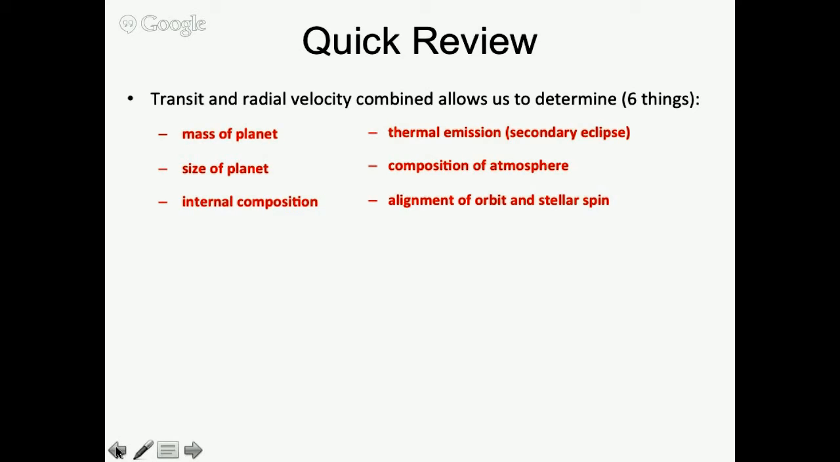But in fact, in other star systems, it turns out that's not the case. And in particular, in systems where you have these really hot Jupiters, they're not always aligned exactly the same way. So that suggests that there's something more dynamic going on there.